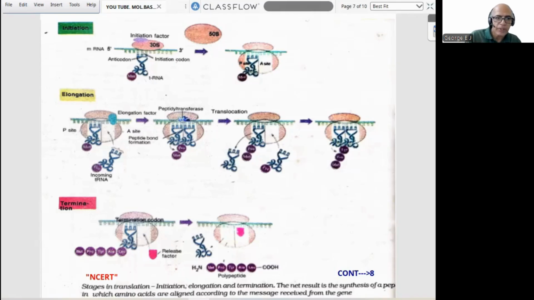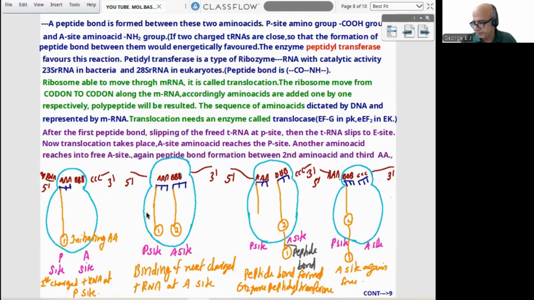So another amino acid reaches the free A site. Again, a peptide bond forms between the second amino acid and the third amino acid. Now I have shown that more clearly here. P site, and the A site is free. The second amino acid came here, and a peptide bond is formed between the 1st and 2nd amino acids. Then translocation takes place. Now both linked amino acids are in the P site, and the third one will be coming into the A site.